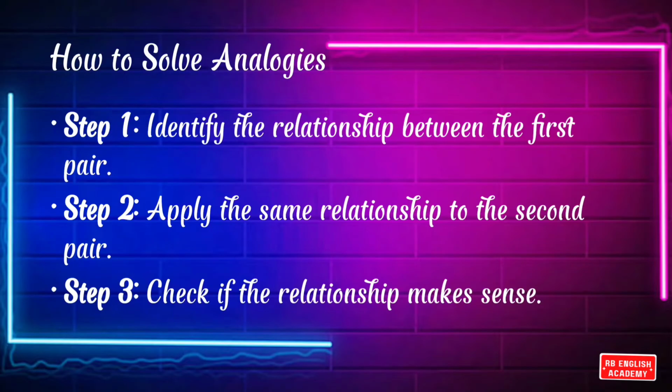How to solve analogies? Here I have given you a few steps to solve analogies. Identify the relationship between the first pair. So for the first pair we have to identify the relationship between the two words. Apply the same relationship to the second pair. After identifying the relationship of the first pair, we have to apply the same concept to the second pair. And step 3, check if the relationship makes sense.